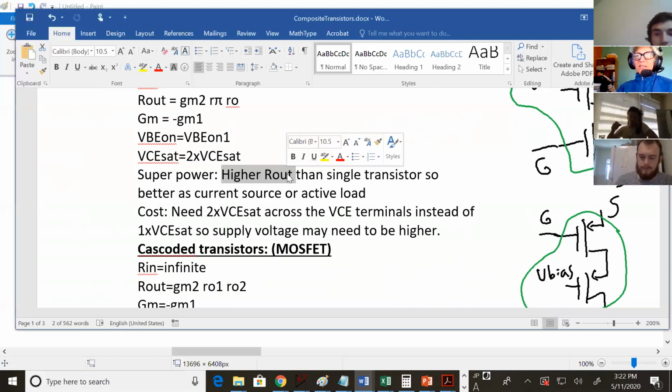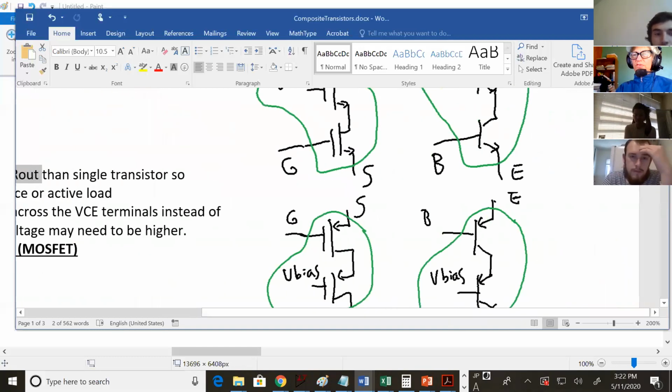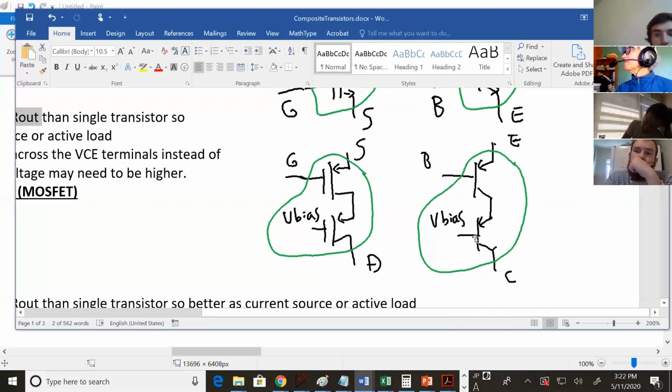Okay. So that's true for all of these. If you flip them, for the NPNs, this bias transistor is on the top, but when you flip them, the bias transistor is on the bottom.